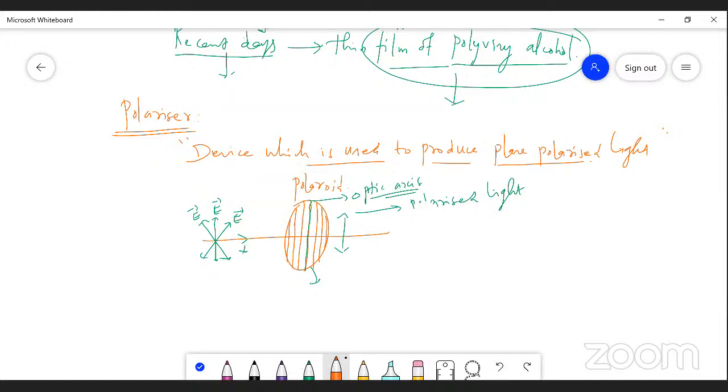See students, next I am taking one more polaroid. It is another polaroid. This is polaroid P1. It is another polaroid P2. See, both the polaroids' optic axes are parallel with each other. This is the optic axis. So the first polaroid's optic axis and the second polaroid's optic axis are parallel with each other. Okay. If unpolarized light passes through the polaroid P1, light vibrations come out from the first polaroid in only one particular direction in a plane which is parallel to the first polaroid's optic axis. It is called plane polarized light.